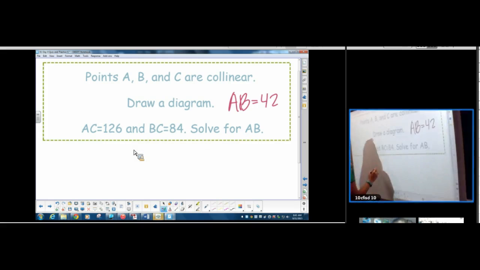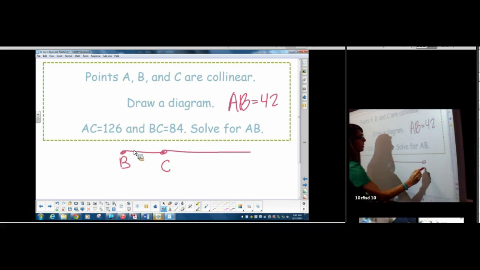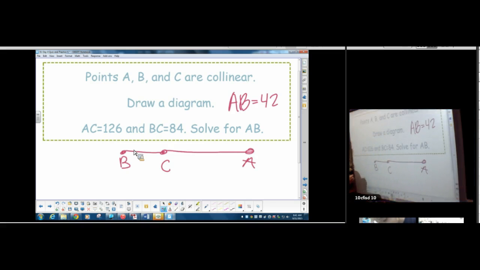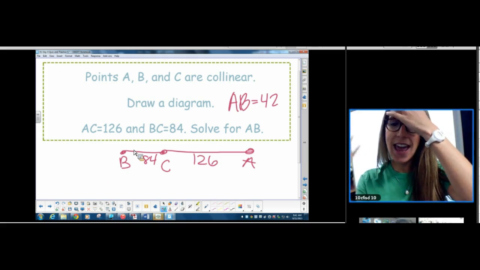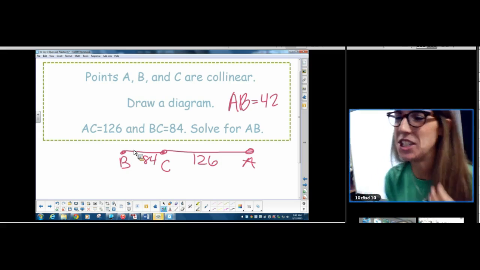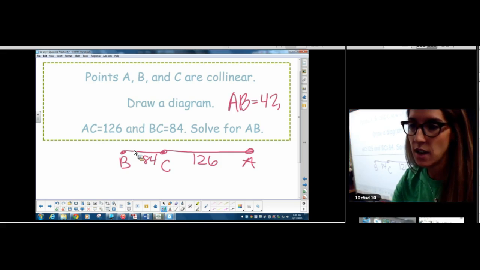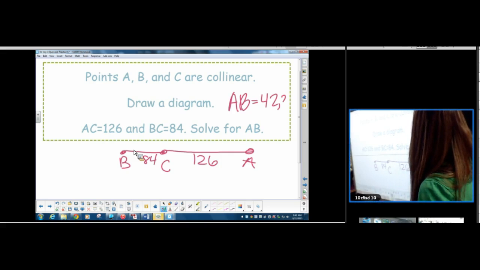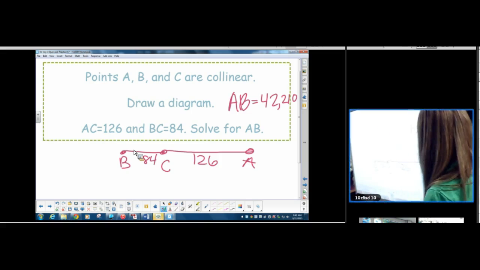You could have put B, and then C, and then A. AC is 126, and BC is 84. Now this is not a subtraction problem. To find AB, this is an addition problem. So AB does equal two things. So that was a tricky problem, and you had to know that you needed to consider all the possibilities. Good job, team.